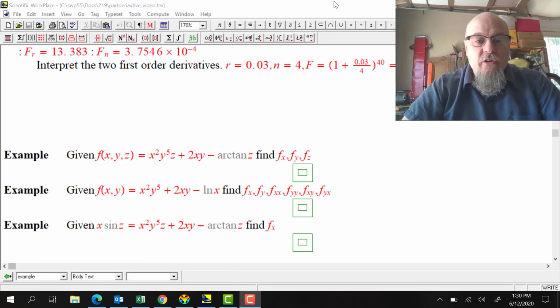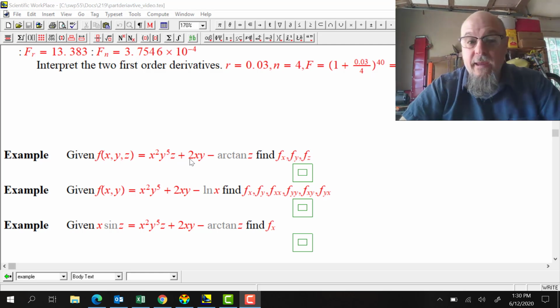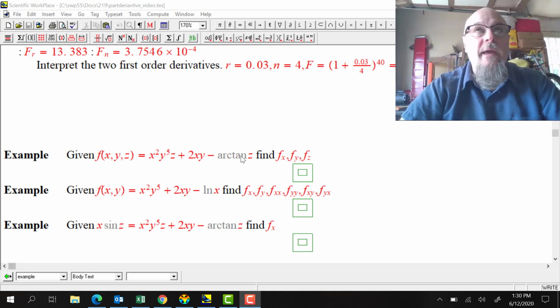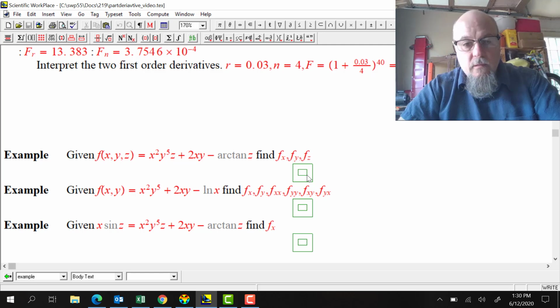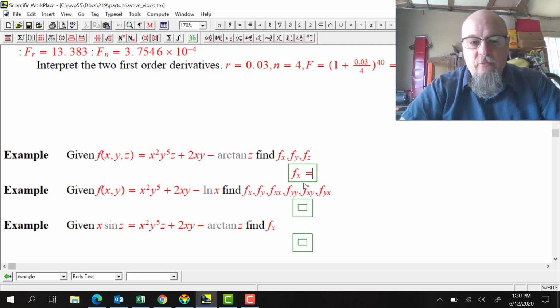We've seen functions of more than 2 variables. So here's a function of 3 variables, so it's a 4-dimensional function. The domain comes from R3. We can see that since we're allowed to take the arctan of any number, the domain is all of R3. Anyway, the point of this example is we can have derivatives with respect to any of the independent variables.